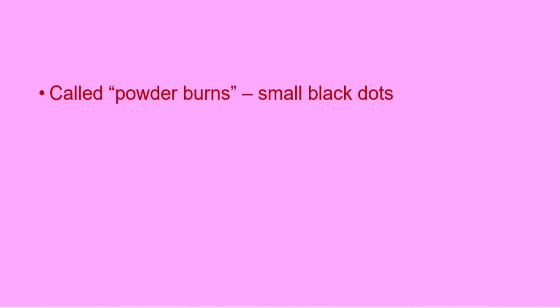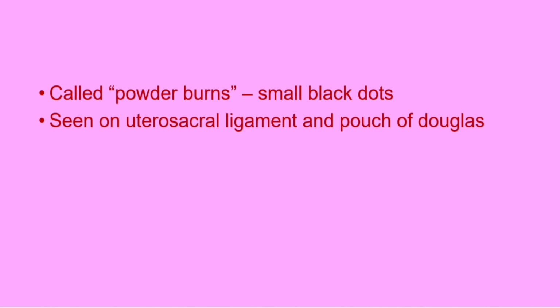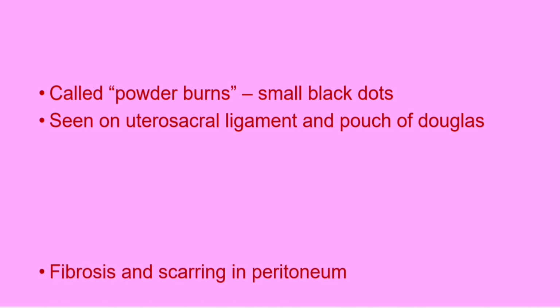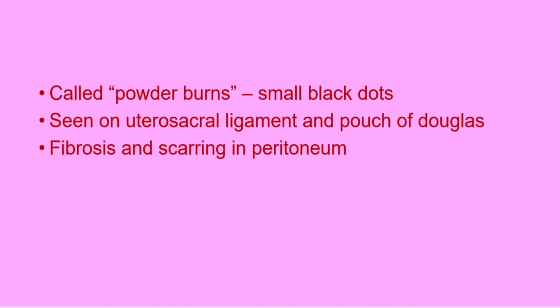As it appears like small black dots, it is called powder burns. It is seen on uterosacral ligament and pouch of Douglas. It will lead to fibrosis and scarring in the peritoneum. Now let's see clinical features.